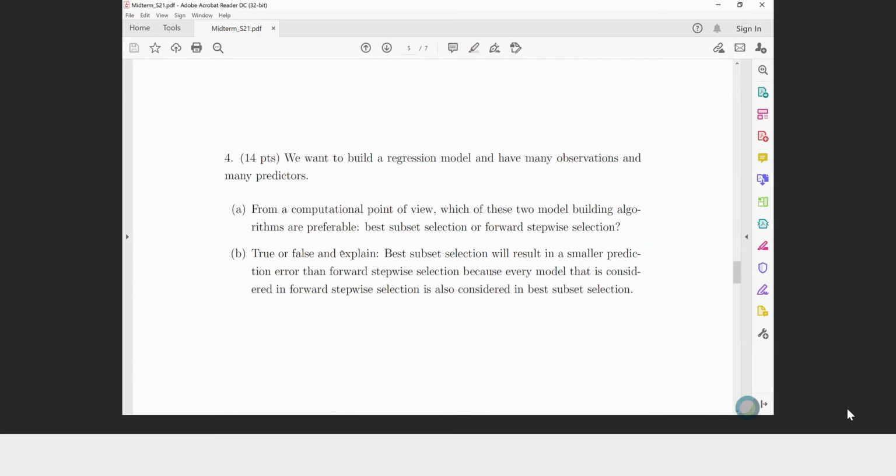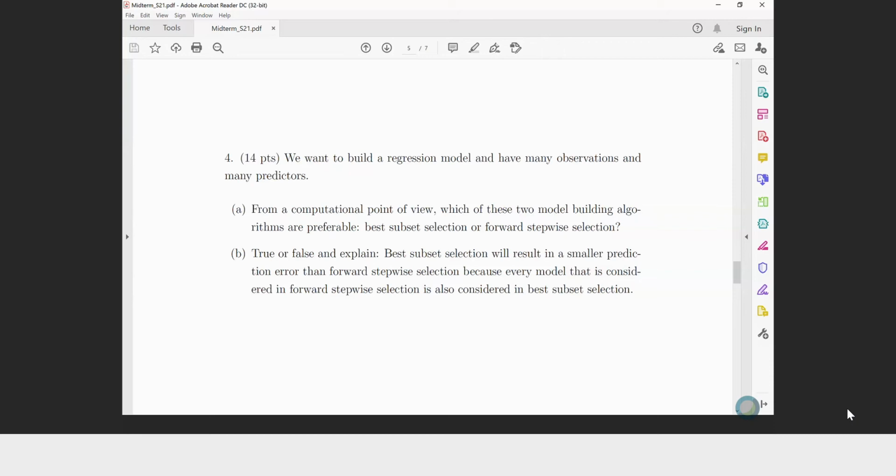Second is the true or false and explain. Best subset selection will result in a smaller prediction error than forward stepwise selection, because every model that is considered in forward stepwise selection is also considered in the best subset selection. This explanation, the reason, is true, but the result is not true, because the prediction error is just the test error.